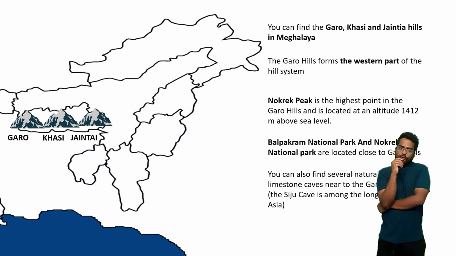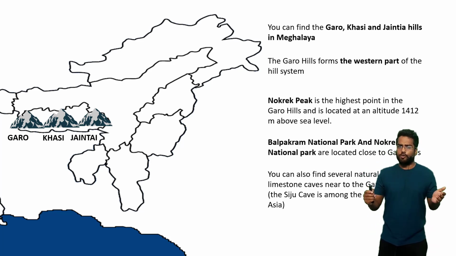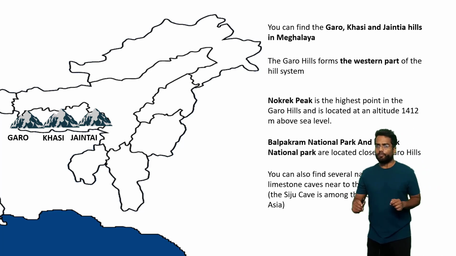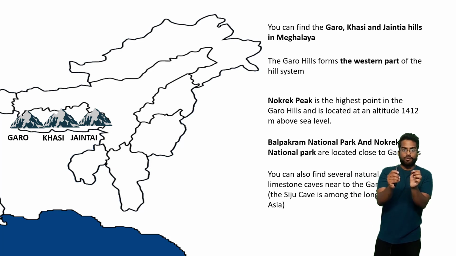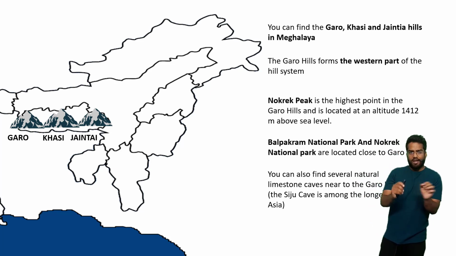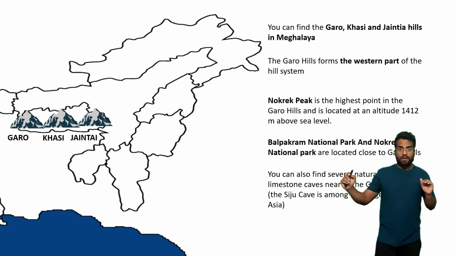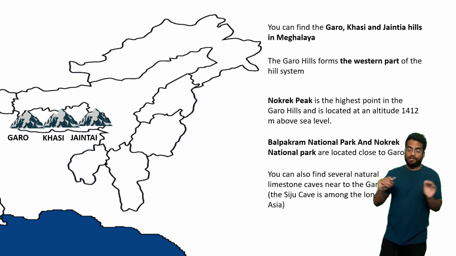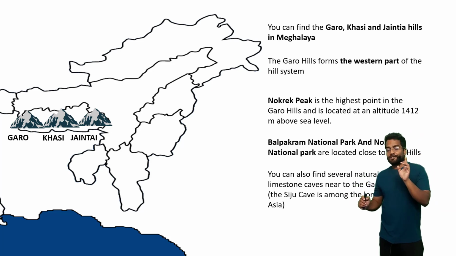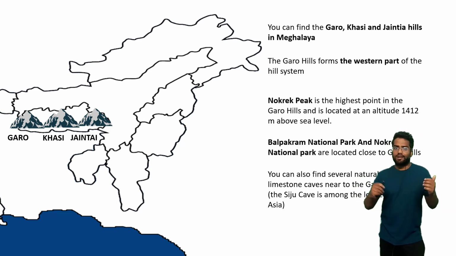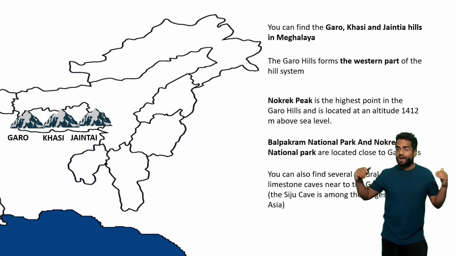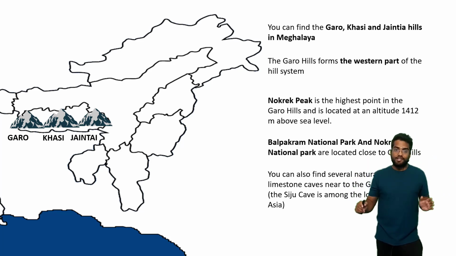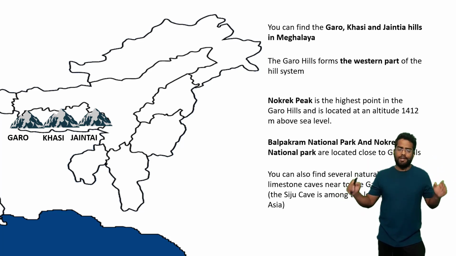You might have heard in the news that in Meghalaya we have a huge tunnel system made up of limestone. This tunnel system is called the Siju Cave. Now this Siju Cave is around 4 kilometers in length. That is quite lengthy, right? It is regarded as the third largest cave system, third largest tunnel system in the whole of Asia. So that's a really big deal.